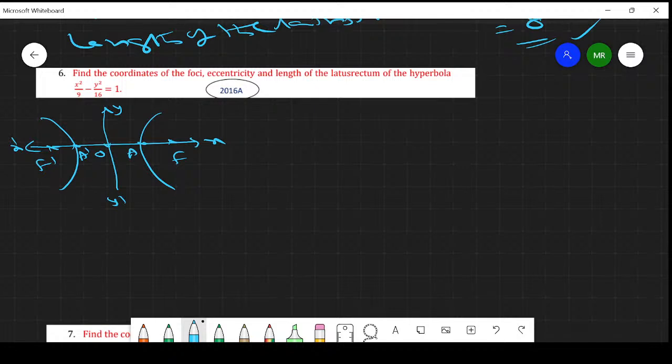Correct. I can write like this. I am talking about the equation of the hyperbola. What is the equation of this hyperbola? I will tell you now. It is x square by a square minus y square by b square is equal to 1. This is the equation of the hyperbola, and you can remember it.